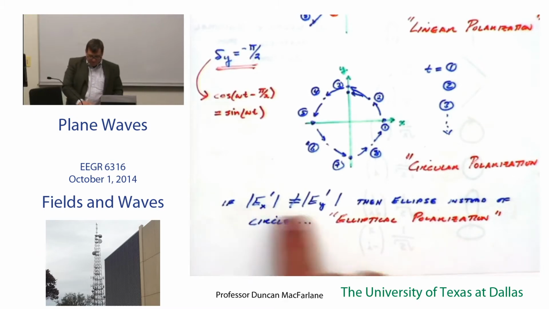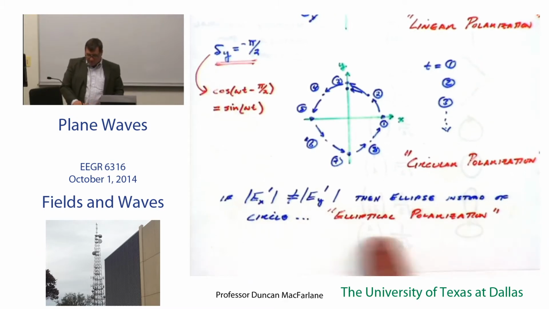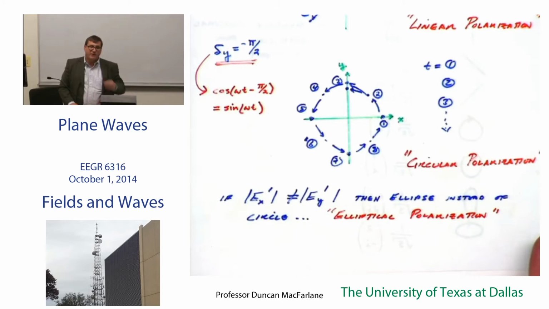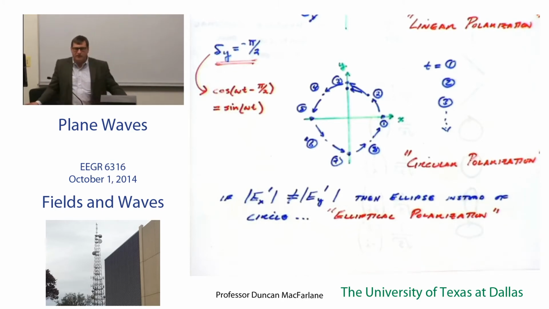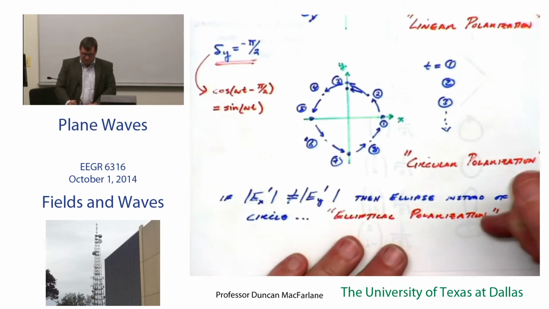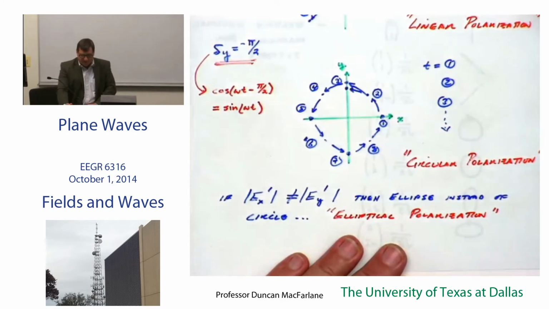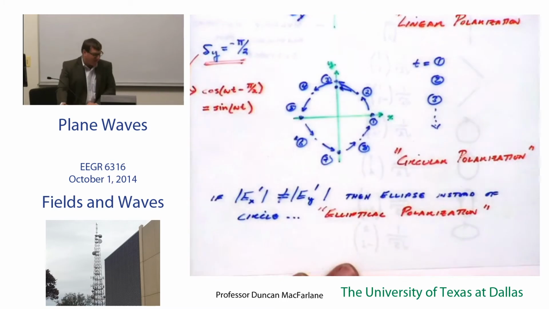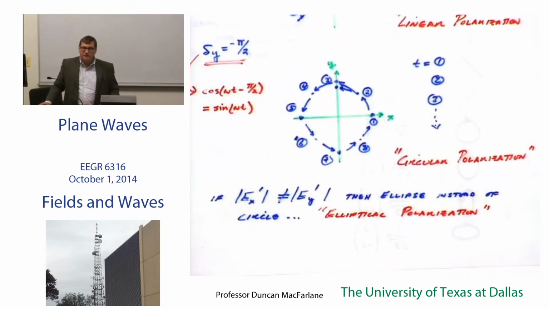So in general, if Ex is not equal to Ey, then I'll have an ellipse instead of a circle. So 9 times out of 10, or maybe even 99 times out of 100, you're going to have an elliptical polarization. But if you're working with any state of polarization, you can always express it as the summation of two linear states of polarization, an x and a y. And that is exactly how you work with these problems.